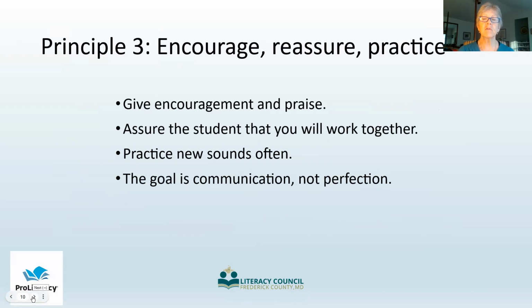Many ESL students are so frustrated with their pronunciation. They work and they work, and they may avoid talking with native English speakers because they're not confident in their ability to be understood. Respond to their frustration with plenty of encouragement and praise when they pronounce something correctly.